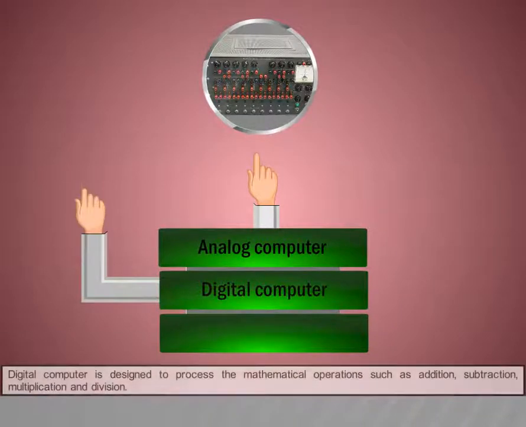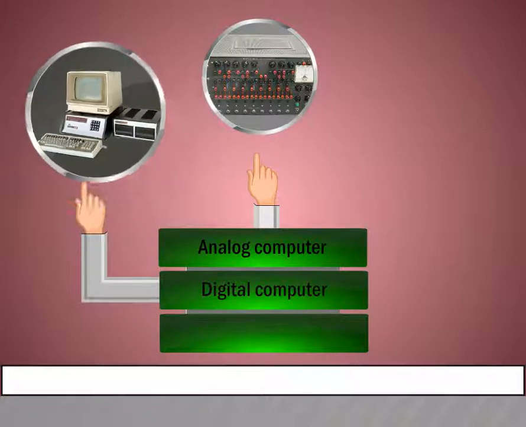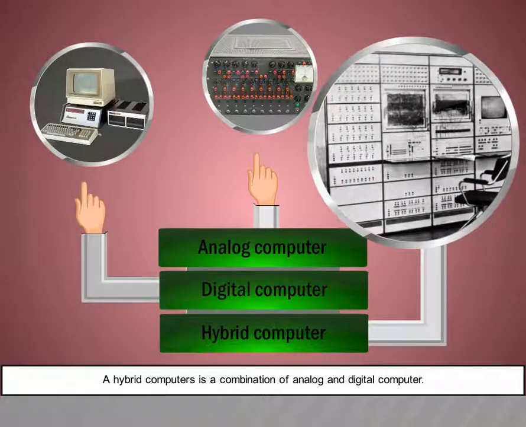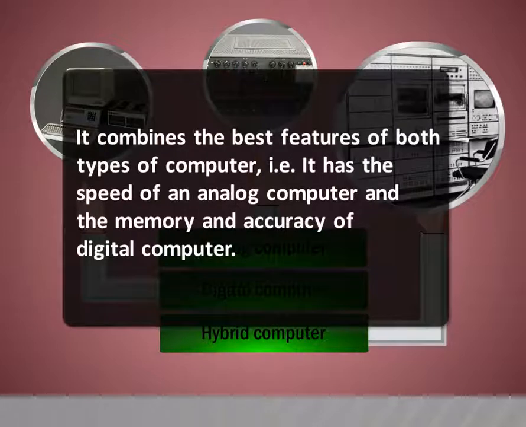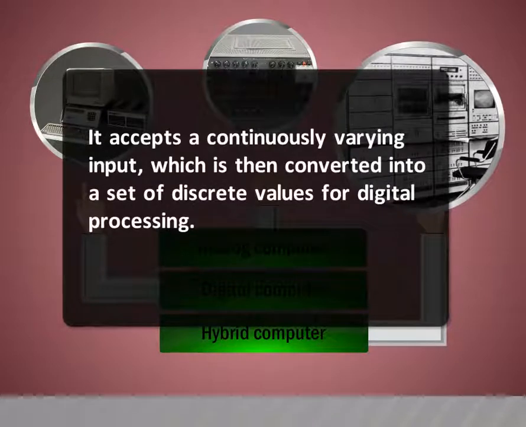Digital computer. A digital computer is designed to process mathematical operations such as addition, subtraction, multiplication, and division. Hybrid computer. A hybrid computer is a combination of analog and digital computer. It combines the best features of both types of computer, that is, it has the speed of an analog computer and the memory and accuracy of a digital computer. It accepts a continuously varying input, which is then converted into a set of discrete values for digital processing.